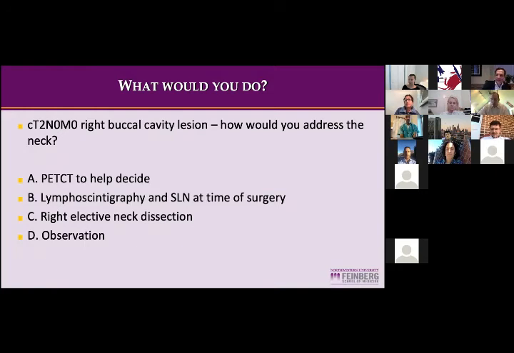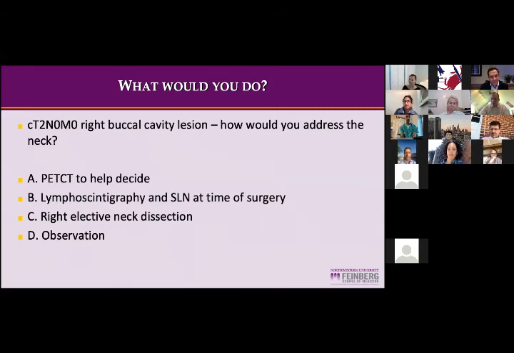First, I think it's good to do a PET CT, but it wouldn't help me decide. A negative PET CT is not going to make me not manage the neck in this tumor. And I do sentinel node biopsy. I believe in it. I don't trust buccal tumors, especially big buccal tumors, and a buccal tumor that's probably getting a free flap. So this patient's getting an elective neck dissection.